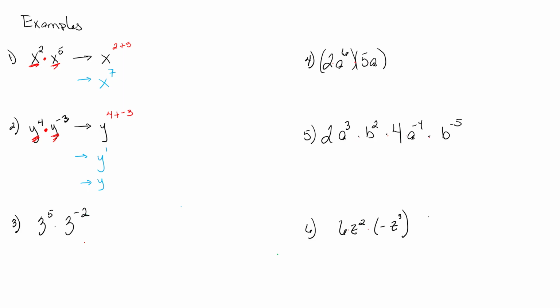Cool? All right, now let's look at the third example. Just because my bases are numbers doesn't mean I treat them any differently than I did problems 1 and 2. There's still multiplication here. My bases are exactly the same, which means in my final answer, I'm going to have the base of 3. And I get to add the exponents. And when I do this, I am going to get the final answer of 3 to the power of 3, which we can simplify to 27.